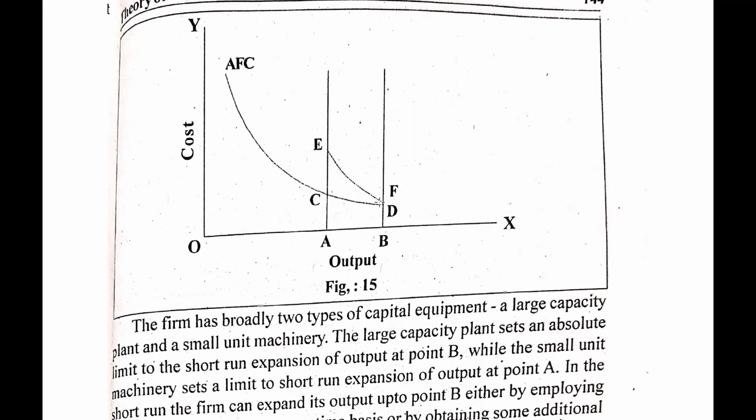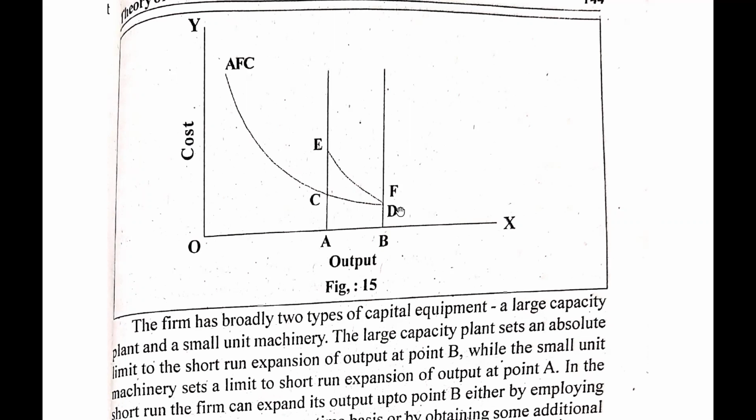But after some point, when we decrease our production, the average fixed cost will increase. Here you can see that, for example, if I am producing 5,000 units, then my average fixed cost will be here.